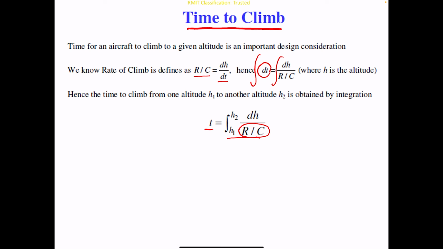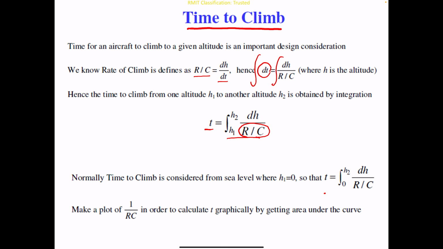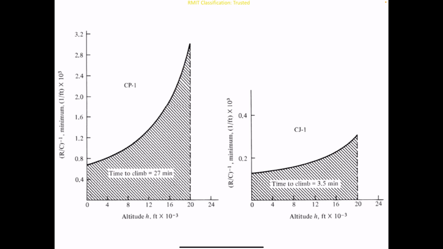Note that rate of climb is a function, and as a result of all those integrations we will get nonlinear relations. If we are looking at motion from sea level, then things become simpler, and the limits on the integral will be from 0 to the final position. If we want to estimate it graphically, then we can plot the inverse of rate of climb and then get the area under the curve. And here it is. So on the vertical axis we have the inverse of rate of climb, on the horizontal axis we have altitude.